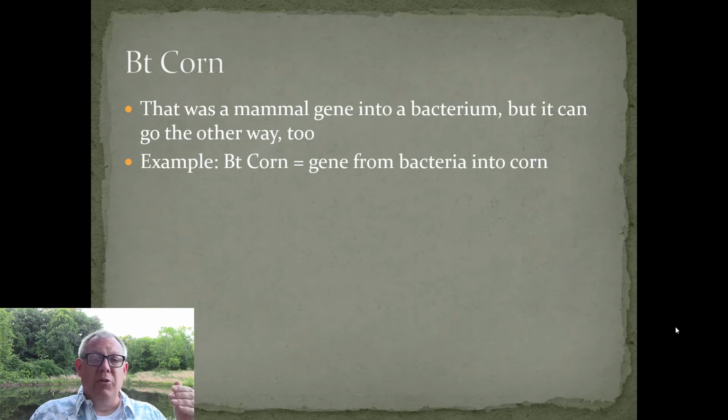Okay, so that was a mammal gene into a bacterium. Let's go the other way. Let's take a bacterial gene and put it in something. An example, another agriculture example, is Bt corn. That's a gene from a bacterium that's been spliced into corn. And now every cell of the corn has this bacterium gene.